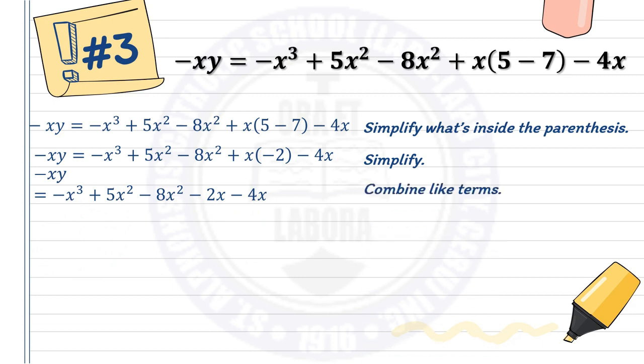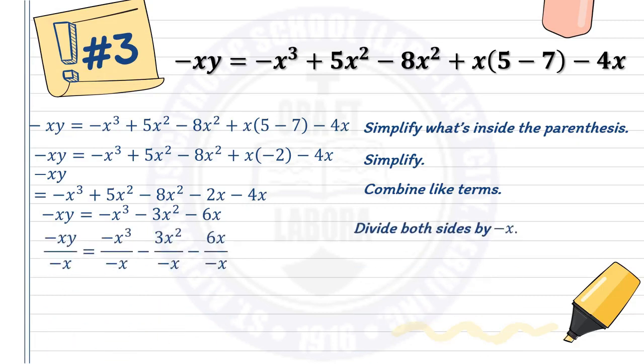Next, combine like terms. We can combine 5x squared and negative 8x squared. We could also combine negative 2x with negative 4x. With that, we arrive with negative xy equals negative x cubed minus 3x squared minus 6x. Next, divide both sides by negative x. As we divide both sides of the equation by negative x, we arrive with y equals x squared plus 3x plus 6.